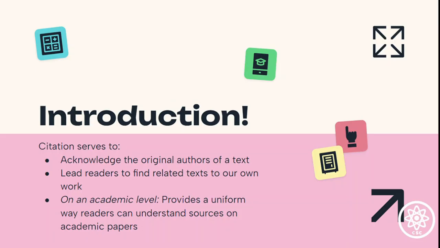So what is citation? Citation is the way you tell viewers of your paper that you have borrowed information from others. There are many ways to cite your sources, but in general, citation serves to 1. Acknowledge original authors of a text, and 2. Lead readers to discover more authors related to yourself and your publication. The third benefit is specific to certain citation styles, which is that on an academic level, citation styles provide a standardized method to which readers can acknowledge their sources and colleagues.